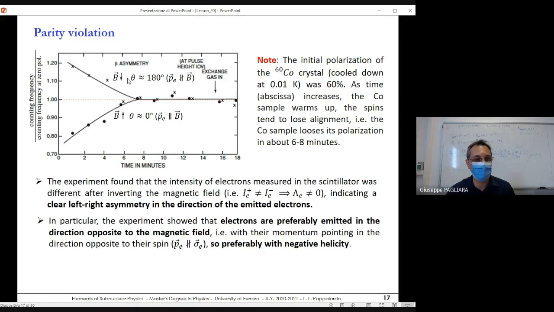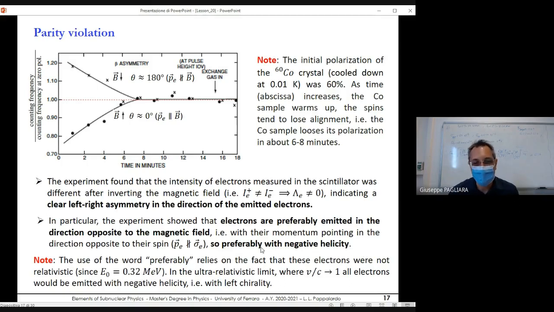This is the case where the two are back-to-back, so opposite, and you see here that the ratio is much higher than in this case, okay? So there was a preference in the decay for the electron to be emitted opposite with respect to the magnetic field direction. And so, in other words, they are emitted preferably with negative helicity, because the spin always points to the magnetic field direction, okay?